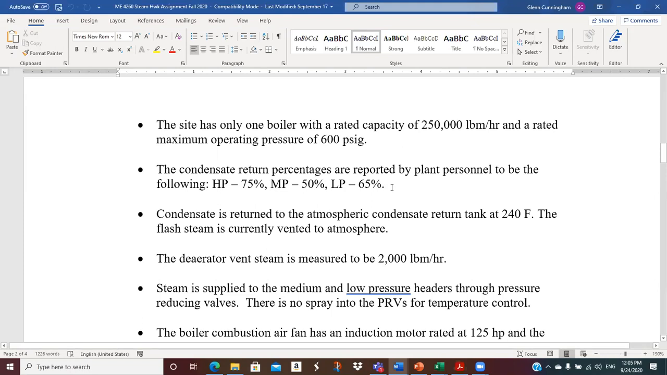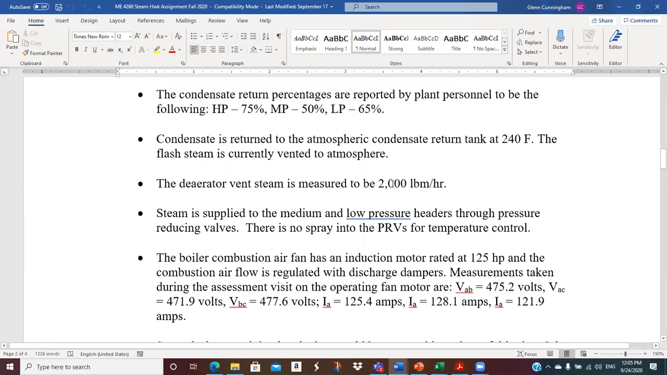Condensate return percentages, that's just plugging in numbers. Condensate is returned to an atmospheric condensate return tank at 240. The Measure tool can't simulate that, so you're going to have to do some hand calculations when you get to that.